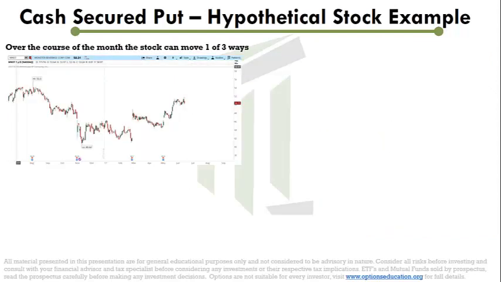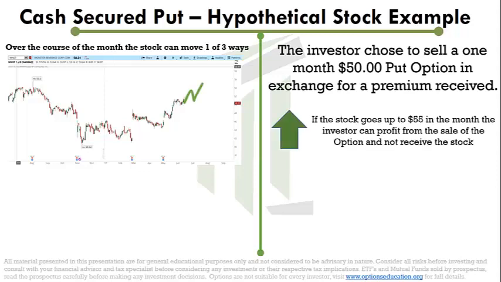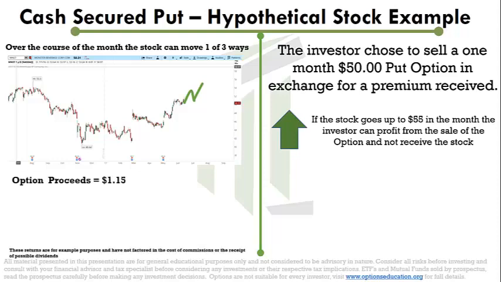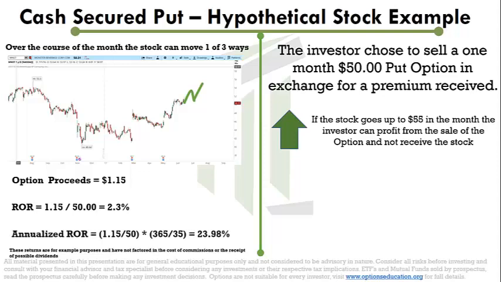So looking at this particular example, let's say that stock goes up. Now, if the stock goes up to 55 during the month, the investor can profit from the sale of the option and will not receive the stock. So the investor in this case did not get the movement of the underlying security, only collected the option proceeds. Now, his rate of return on the option proceeds is about 2.3% over the course of a month. Now, it's not exactly a month, it's actually 35 days.